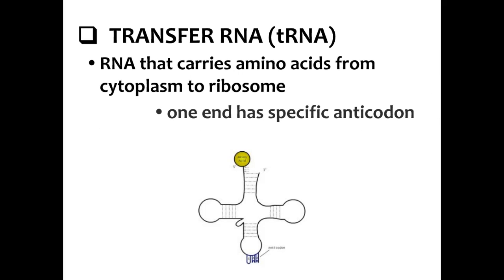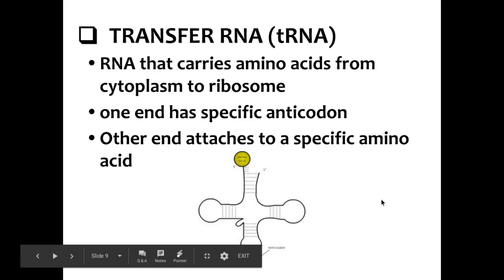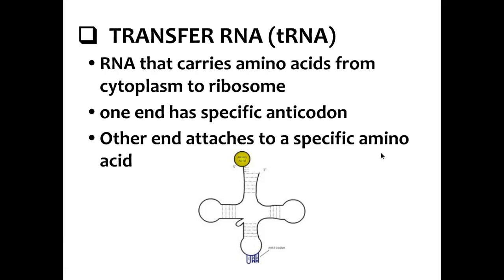Transfer RNA, we know its job. One end is going to have the amino acid, and the other end has the anticodon at the bottom of it. There it is. There's the anticodon.